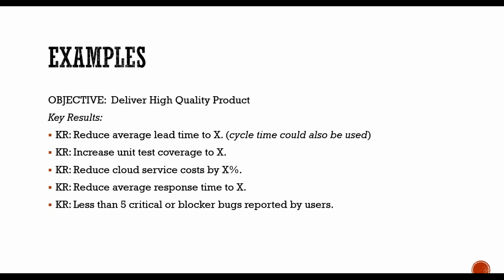Another objective is deliver high quality products. This is basically for developers and techie guys. One of the key results is reduce average lead time to X cycle, and increase test coverage to X. It could be 90 or 95% or 80, depending on different applications. X is there because the key result should be measurable. If it is 80% and you're able to achieve 70 to 80, then it's well and good that you are done with this key result.